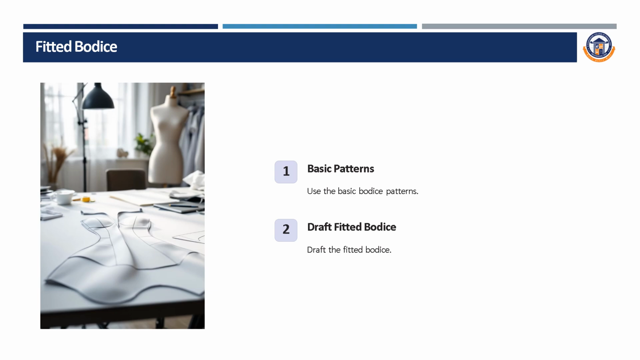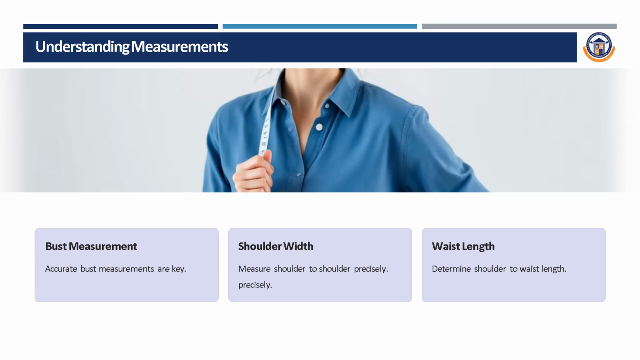Fitted bodice you have, that is a basic pattern. You will be using a bodice pattern which will help you to fit it in the right way. To draft a fitted bodice, you need to have better and effective measurements. So you have to understand various measurements used in drafting of the basic bodice. Bust measurement, which helps to determine garment fit. Shoulder width ensures the correct alignment of your entire garment. Waist length helps in shaping garments correctly.